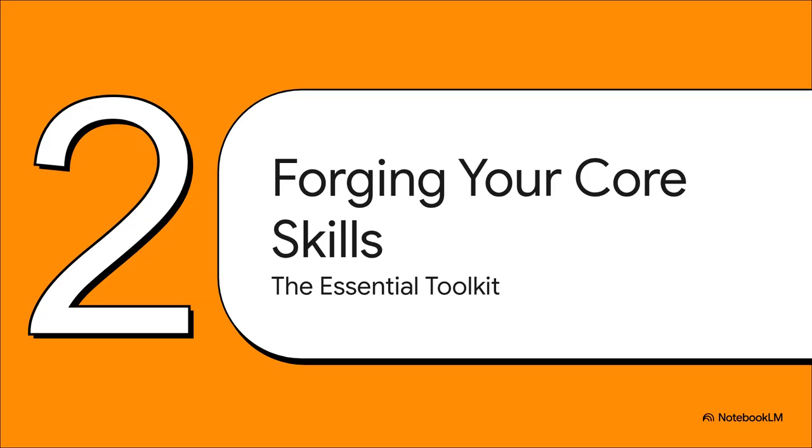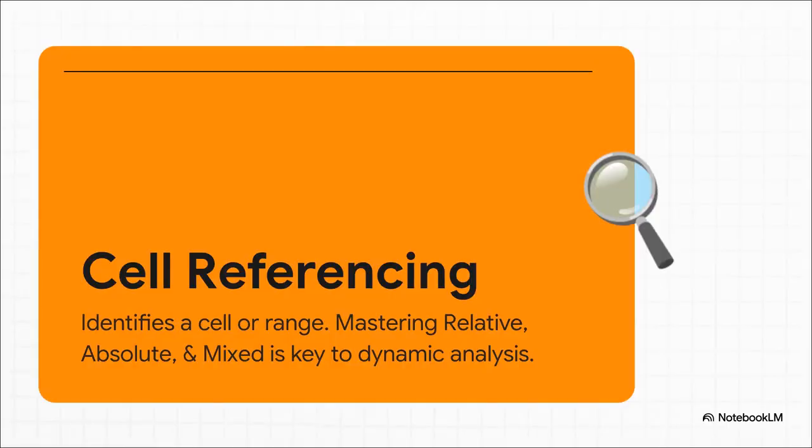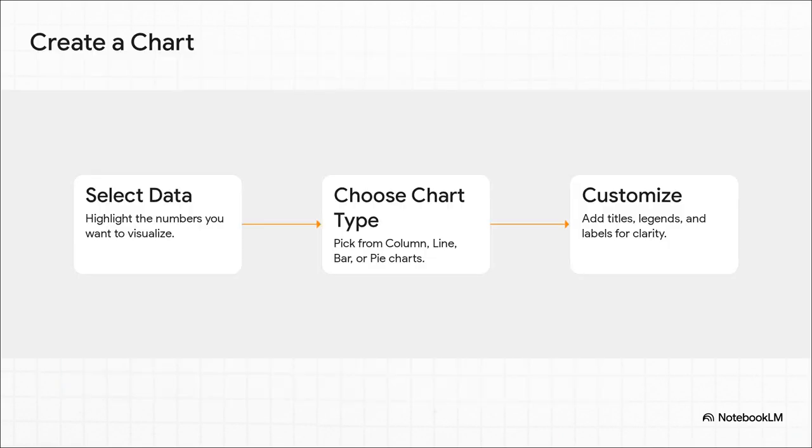Okay, so every adventurer needs their gear, right? It's time to forge our essential toolkit. These are the absolute foundational skills you've got to have before you can tackle the really big challenges. First up is cell referencing. And honestly, this is like learning the grammar of Excel. It's just how you tell your formulas where to look for data. Getting this down, relative, absolute, and mixed references, is your first big key to unlocking analysis that can actually think for itself.